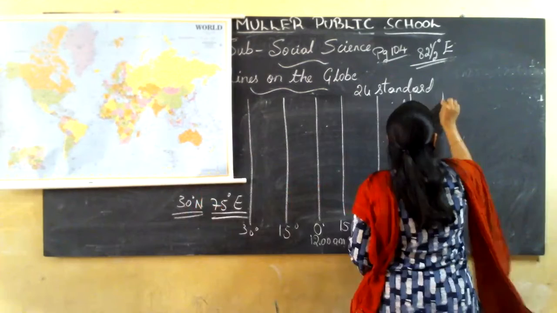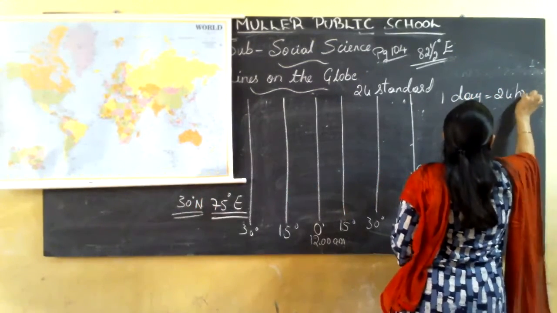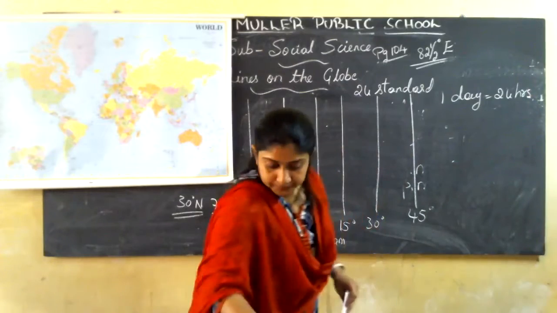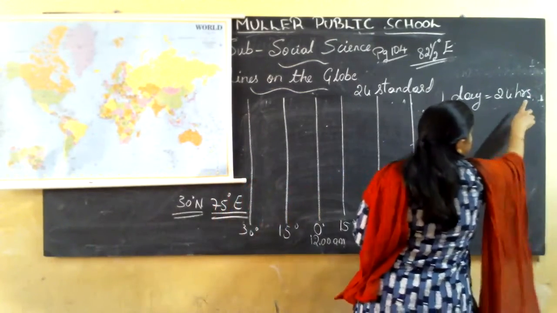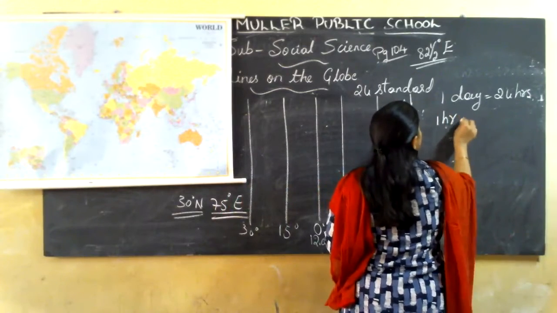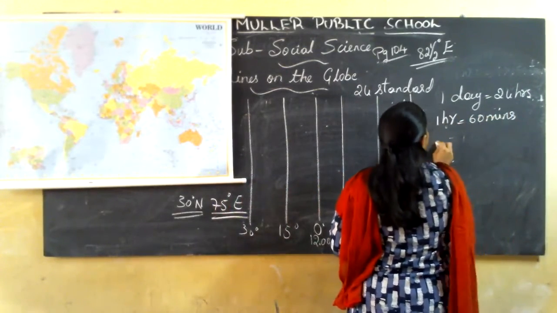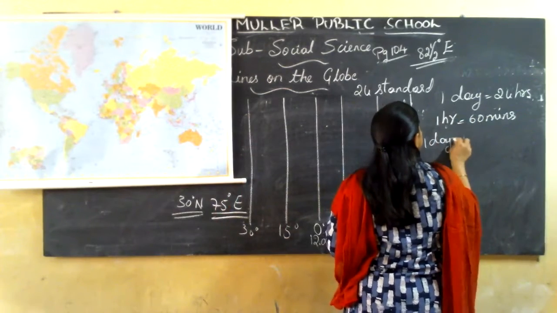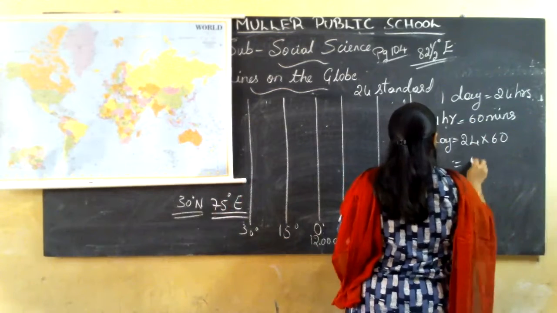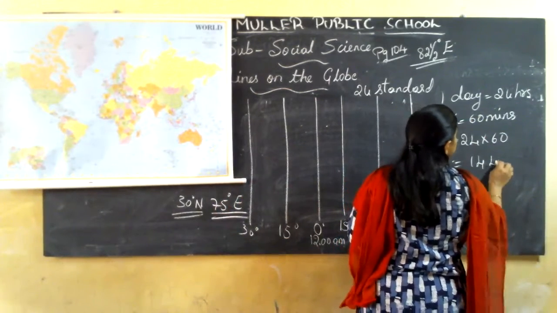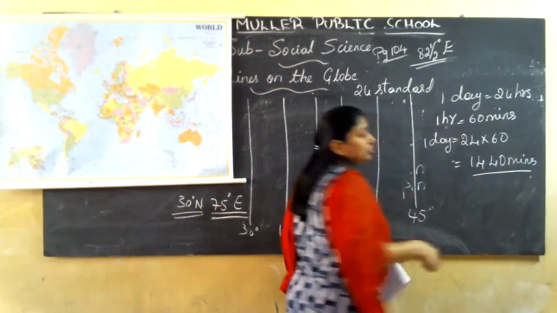So see here, 1 day is equal to how many hours? It is 24 hours, isn't it? So 1 day is equal to 24 hours. So 1 hour is equal to how many minutes? That is 60 minutes. Yes. So 1 day is equal to 24 into 60. If you do, how much will you get? 1440 minutes.